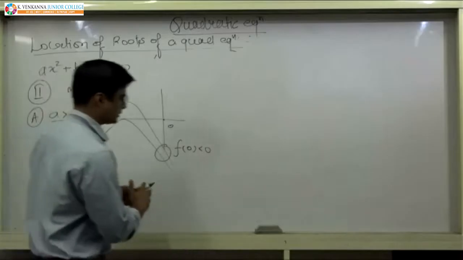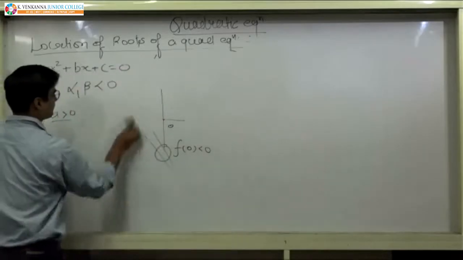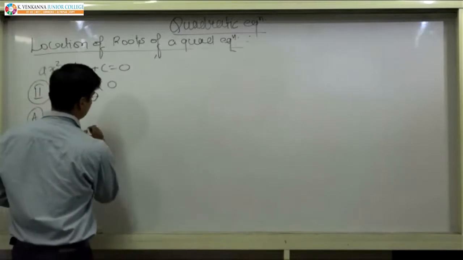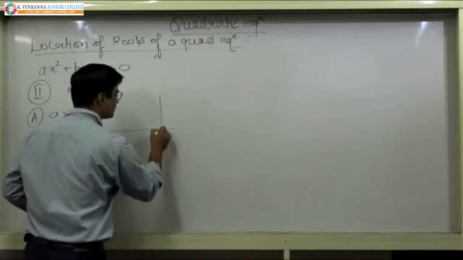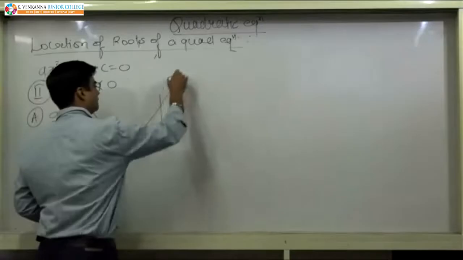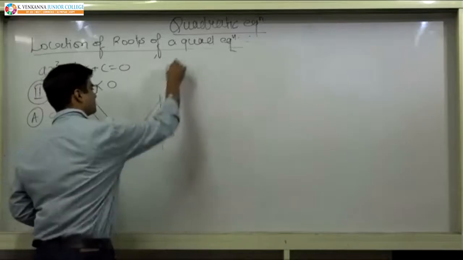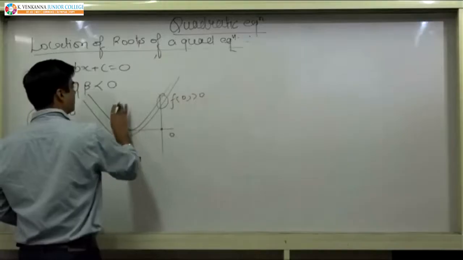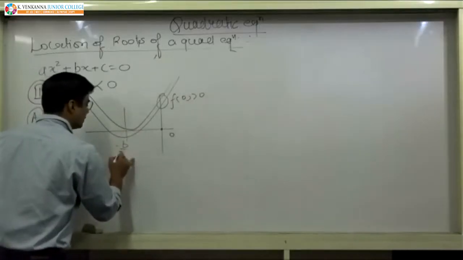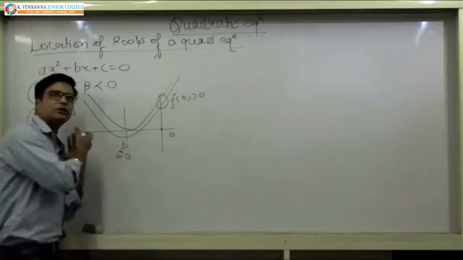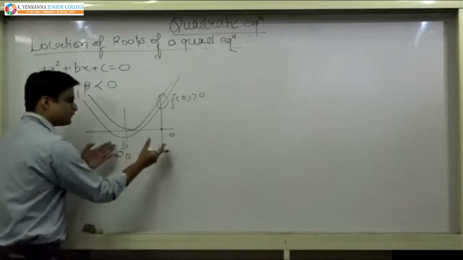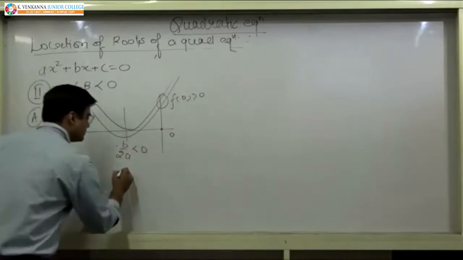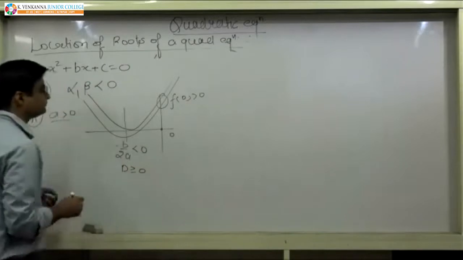Oh, I think I made a mistake. Your a is greater than 0. That means your curve will open upward. So it will be something like this. So f of 0 is greater than 0. This turning point, minus b by 2a, is coming on the left hand side of the origin. So minus b by 2a must be lesser than 0 and discriminant is greater than or equal to 0.